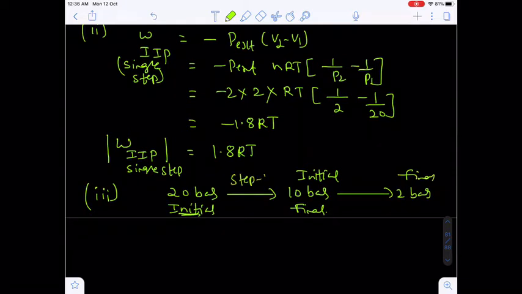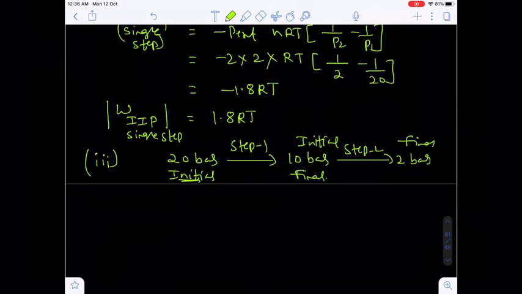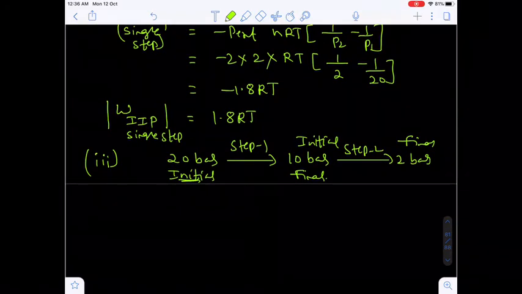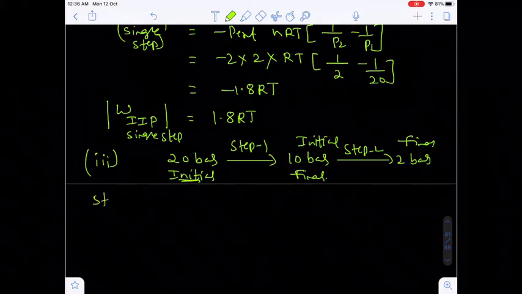So this is step 1. This will be step 2. Okay, so we have to calculate the work done in 2 steps. Let's suppose step 1 work done.